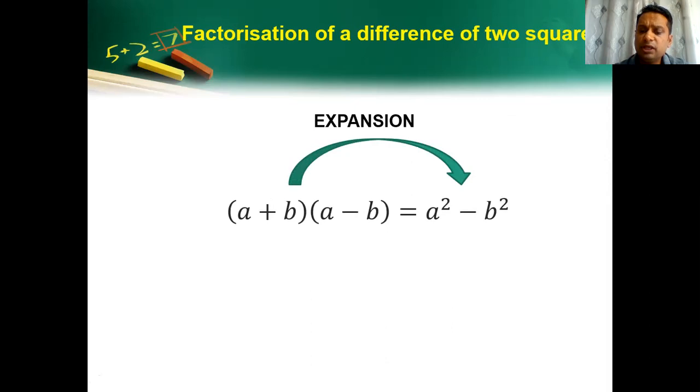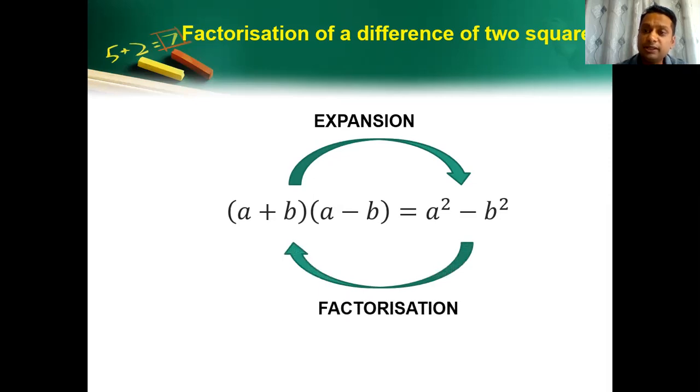Now, if you're going to do the reverse process, that is a squared minus b squared is equal to (a plus b) times (a minus b), this process is called factorization. That is, you're going to write it in terms of brackets now. a squared minus b squared is equal to (a plus b) times (a minus b).